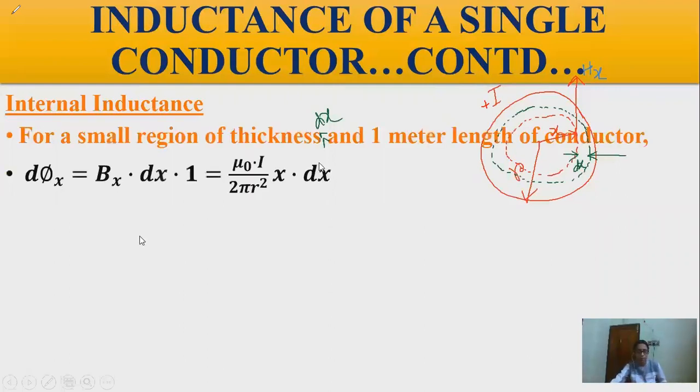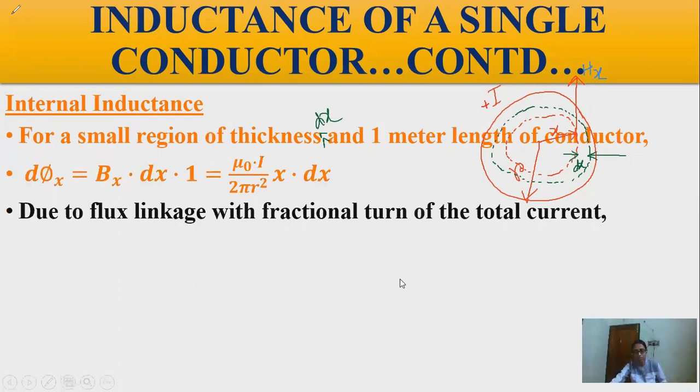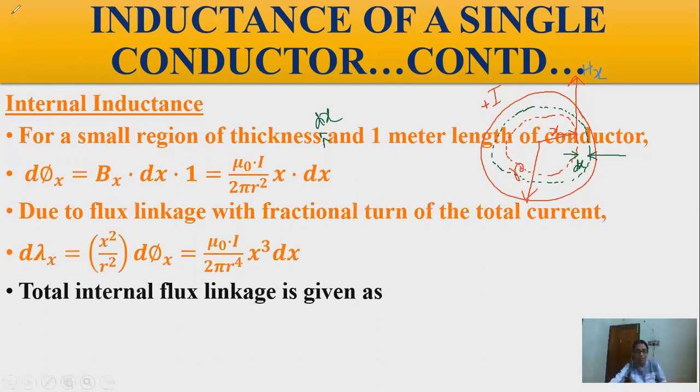The flux can be written as d phi x equals Bx into 1, just by multiplying the area with Bx, the flux density up to x, that can be written as mu naught into I into x divided by 2 pi r square into dx. And due to flux linkage with a fractional turn of the total current, fractional term meaning x square by r square into I, d lambda x, the flux linkage, can be written as x square by r square into d phi x, which ultimately gives us mu naught I divided by 2 pi r to the power 4 into x cube into dx.